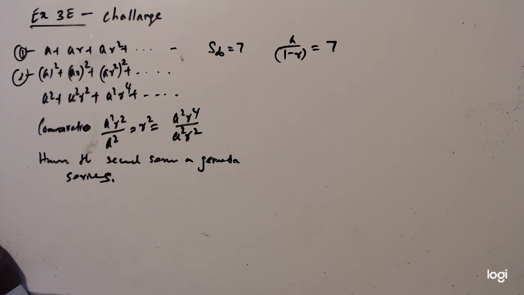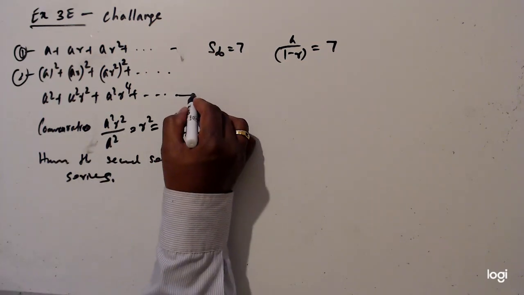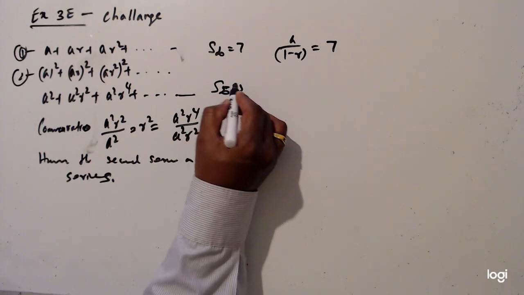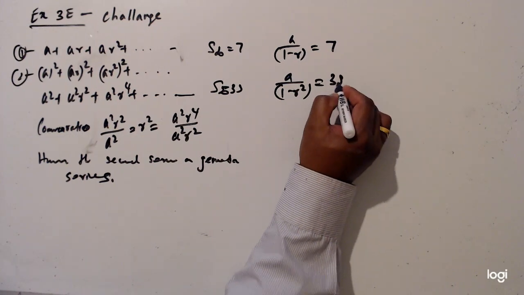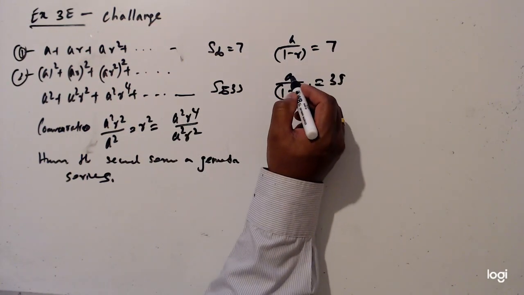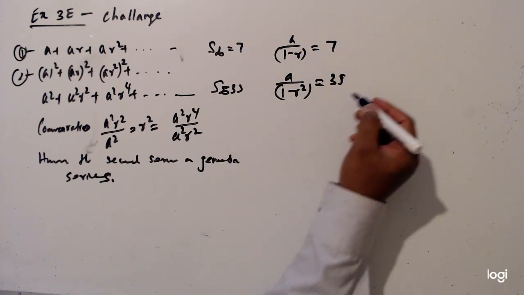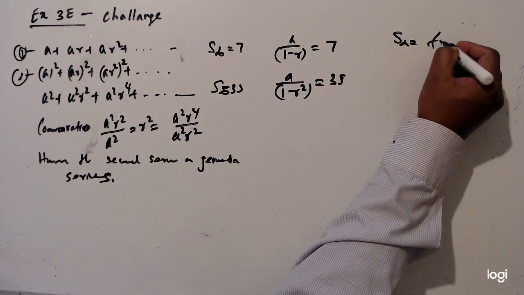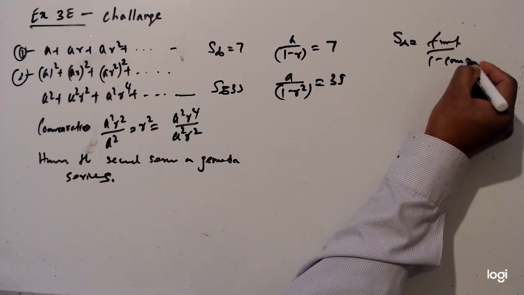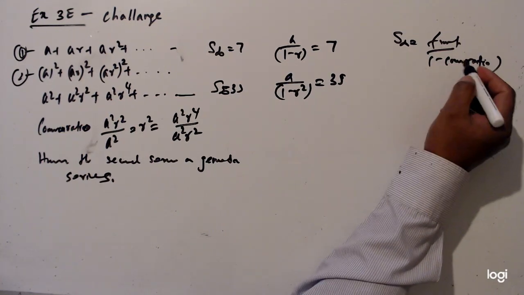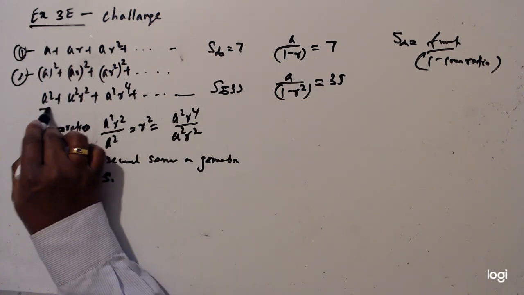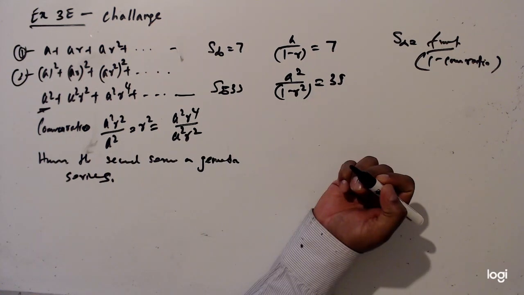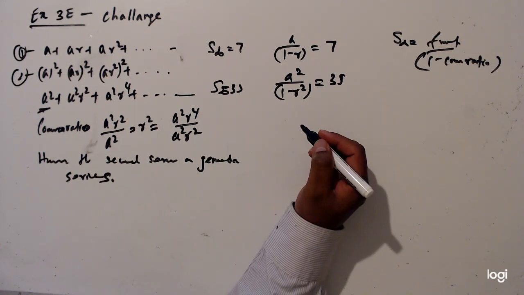Given that the sum to infinity of the second series is 35. So the sum to infinity is given as 35. It means a over 1 minus r squared equals 35. Not a, so basically the sum to infinity is the first term over 1 minus the common ratio. So the first term is a, this is right for the first series. Now here the first term is not a, it is a squared. So a squared over 1 minus r squared equals 35.